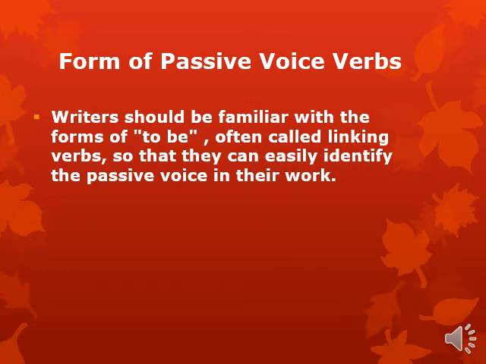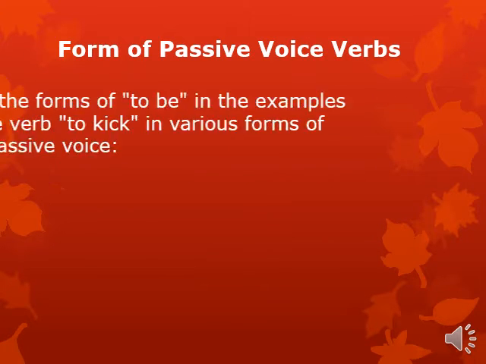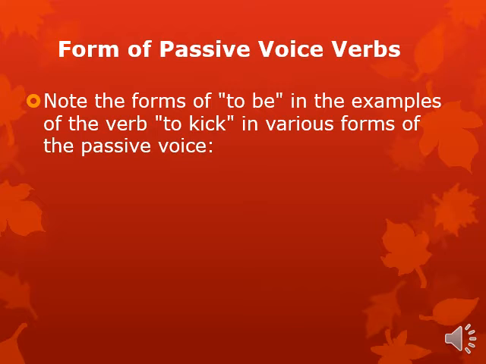Forms of the passive voice. Writers should be familiar with the forms of to be, often linking verbs, so that they can easily identify the passive voice in their work. So when you want to write a passive sentence, you have to use a helping verb or the form of the verb to be, which are am, is, are, was, were, be, being, and been. Forms of the passive voice. Note the forms of to be in the examples of the verb to kick in various forms of the passive voice.